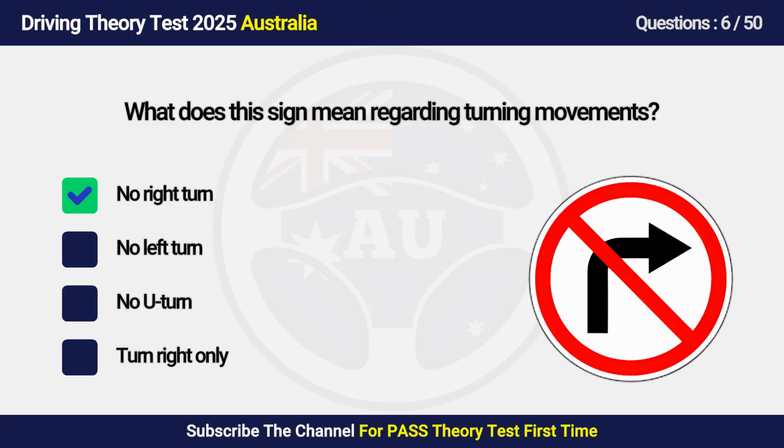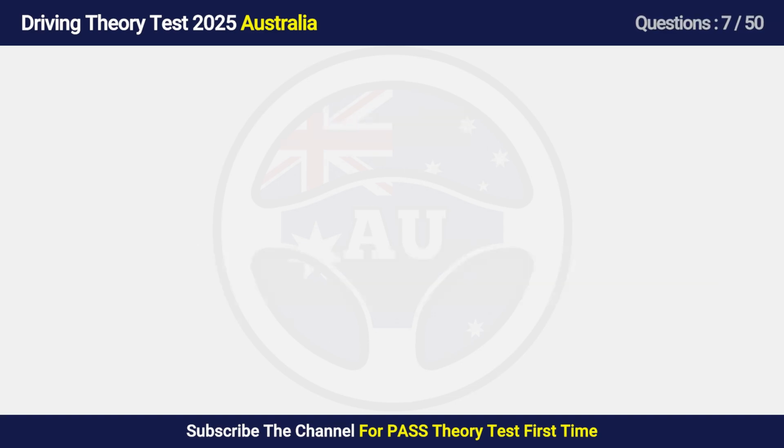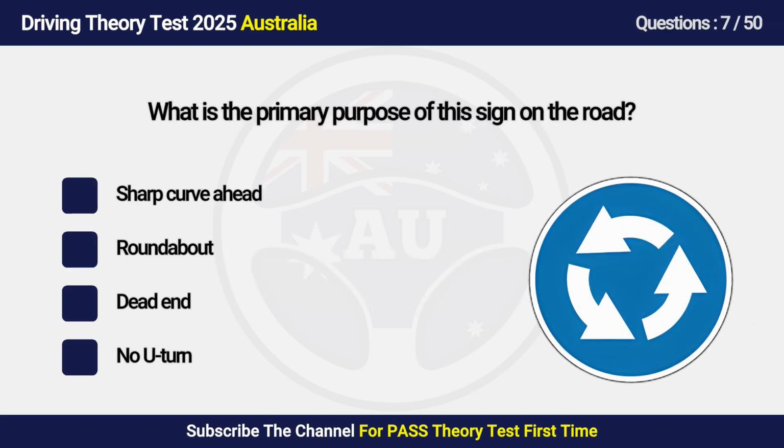Answer is A. No right turn. The no right turn sign prohibits vehicles from making a right turn at the intersection or junction where it is displayed. Question 7. What is the primary purpose of this sign on the road?